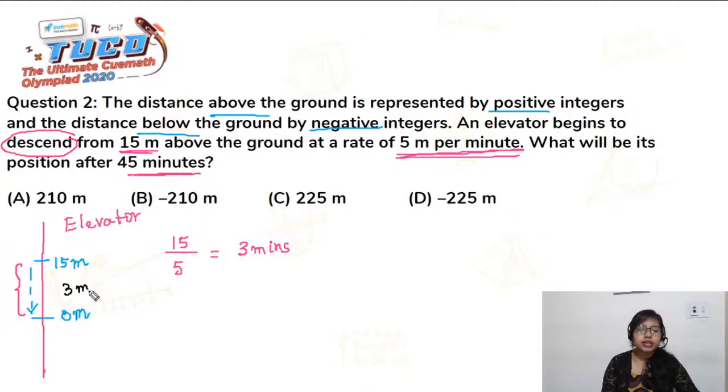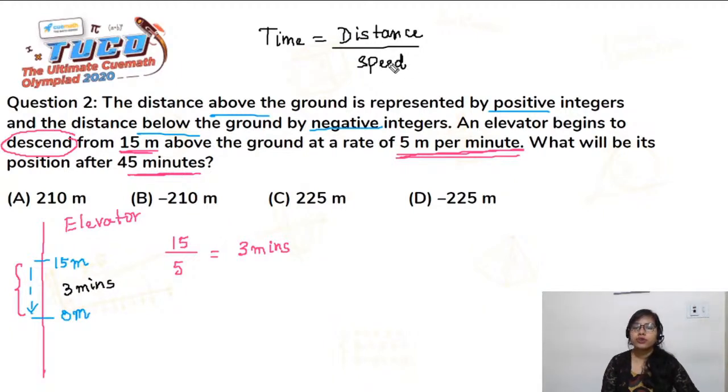So I'm going to write this down. This is 3 minutes. And based on this, I'm also going to write a formula. Time is equal to distance upon speed. And you can also say from here, you could take the speed to the other side by cross multiplying. So distance would be equal to time into speed.